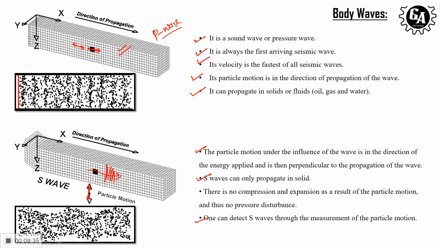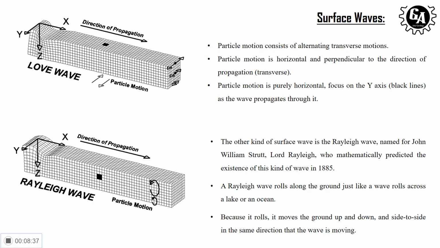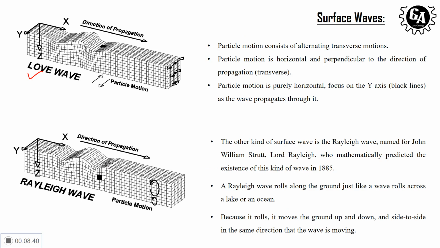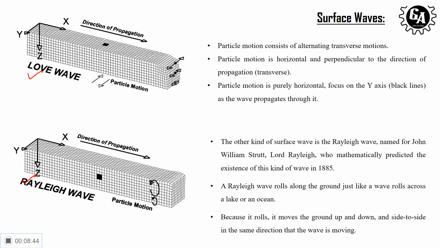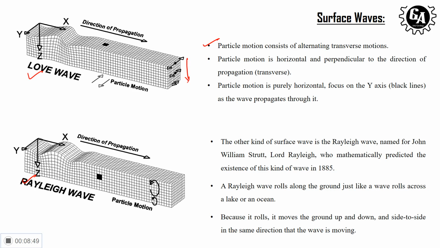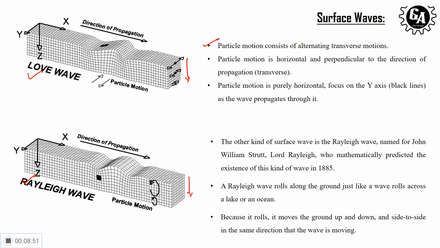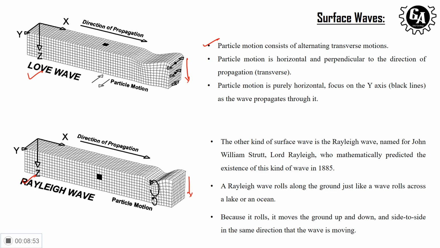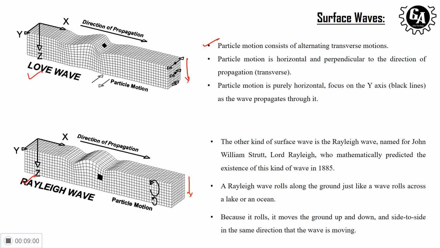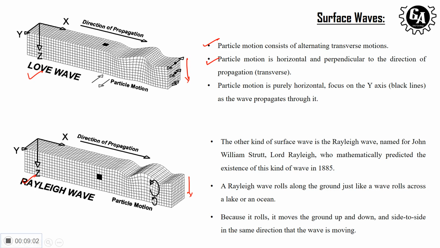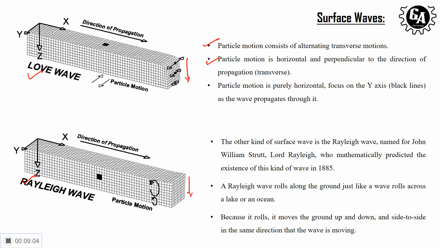That is different. And for surface waves we have the Love wave and the Rayleigh wave. In the Love wave the particle motion consists of alternating transverse motion. In both the Love wave and the Rayleigh wave the intensity decreases with respect to depth. The motion is horizontal and perpendicular to the direction of propagation. This is transverse, purely horizontal particle motion.